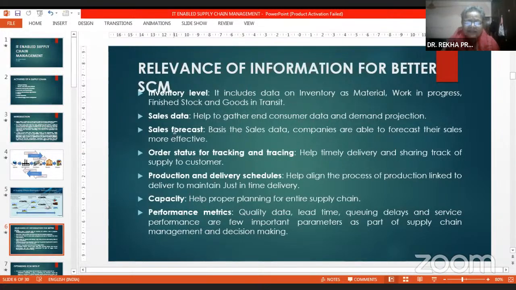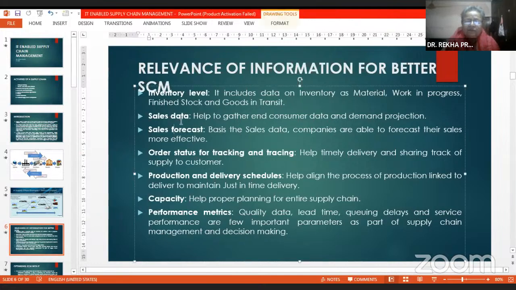Then what is the sales data? Because the sales data will help you in seeing what will be the demand, what will be the demand projection, then what will be the sales forecast, and market research will give you an effective value of sales forecast.